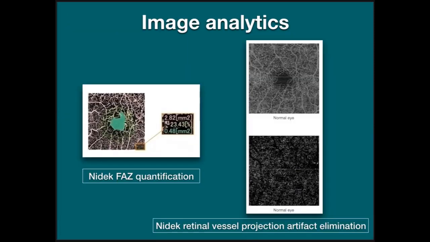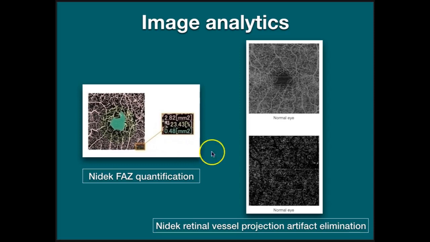NIDEK is producing its next version of the software, which is already out, and I'm due to have it installed on my machine as soon as the technicians are back from their Christmas holidays. And now it can actually give us some quantification of the foveolar avascular zone. So it can measure the area of capillary dropout for you so that in subsequent scans, you can compare your patient's capillary dropout to see if it's worsening or not. I don't believe there's any normative database for that yet. It's just a comparison to your own baseline.